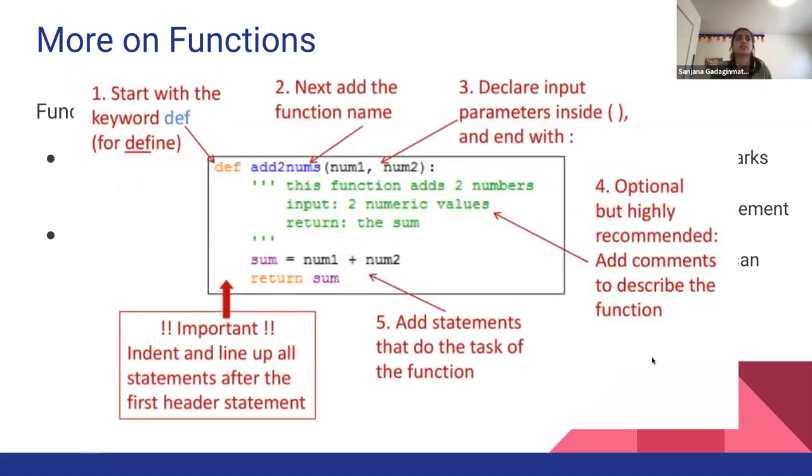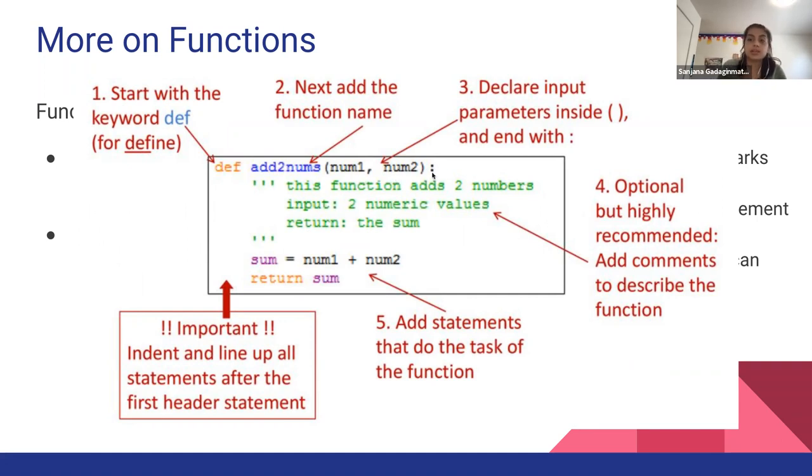So these are the steps you should take when you're defining a function. First you would start off with the keyword def, which stands for define, and you would add the function name, which in this example is add two nums. And then you would declare the input parameters, which are num1, num2, and then you end with a colon.